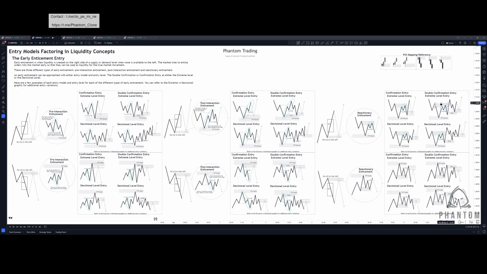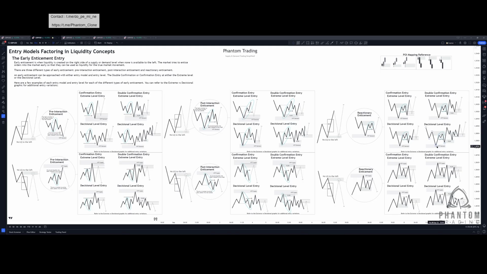Once this last point of supply fails, we establish our first level of respect. Price interacts with that first level of respect. We see the last point of supply fail, which creates our tradable demand level. When price enters that demand level, we can look to trade long. And the final example, the decisional level entry of a double confirmation entry.